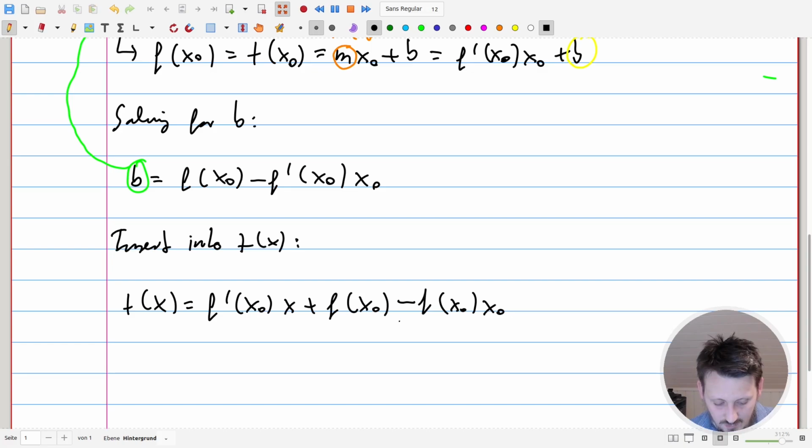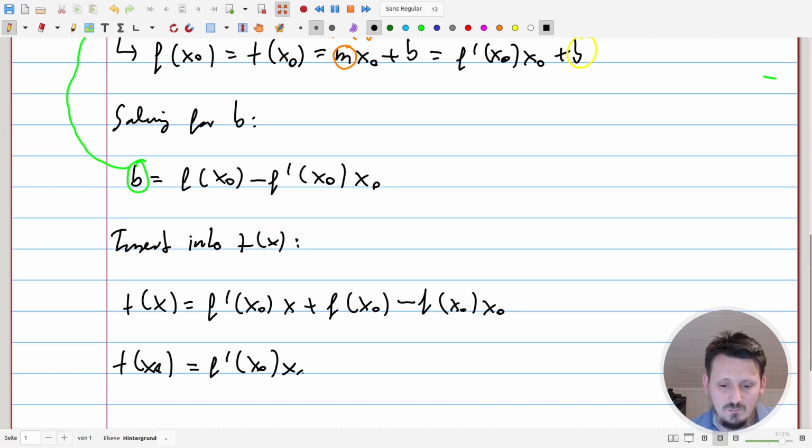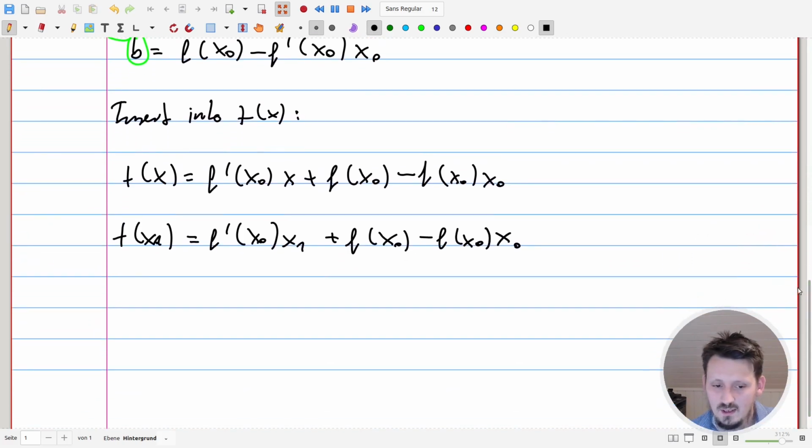So now we have our tangent equation with respect to the derivative of f and f itself. But now we also want to calculate, as I have explained before, the intersection with the x-axis. This position we will call x1. So we calculate now t of x1. And this should be equal to f prime of x0 times x1 plus f of x0 minus f prime of x0 times x0. And then, as I said, this has to be equal to 0, the intersection with the x-axis.